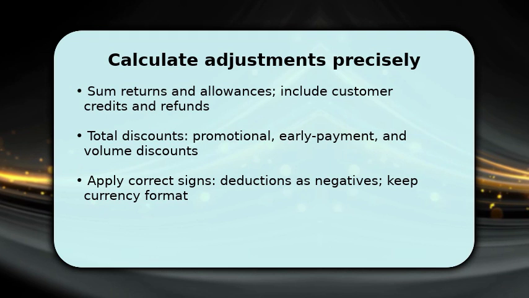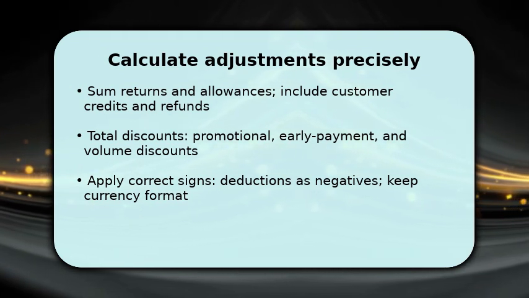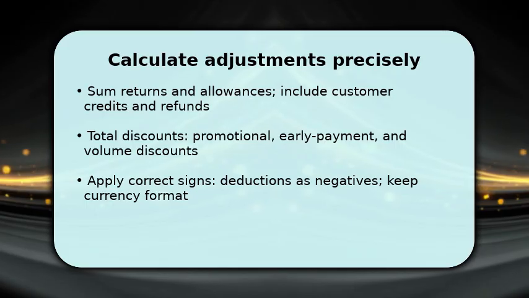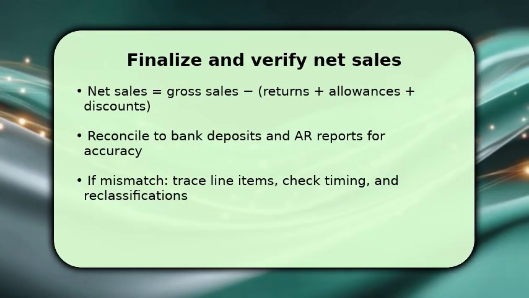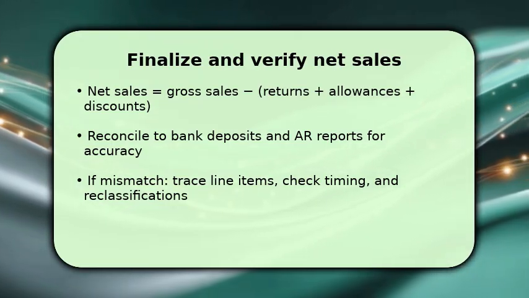Once done, subtract the combined deductions from gross sales to get your preliminary net sales. To finish, subtract the sum of deductions from gross sales to produce net sales. That's the core formula you'll use every period.